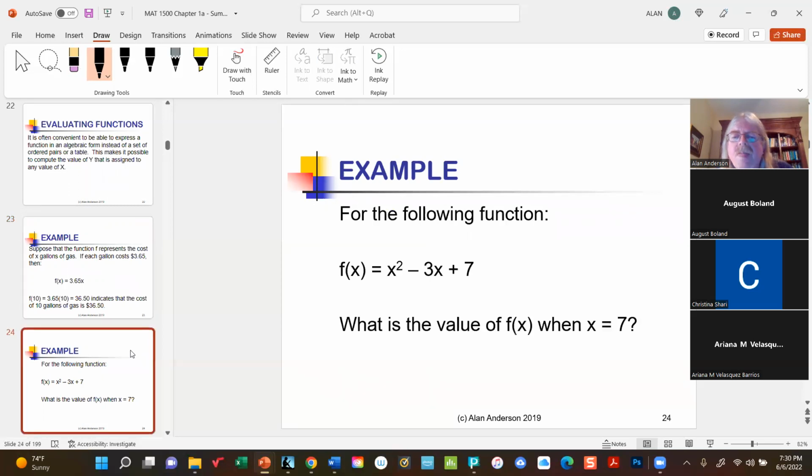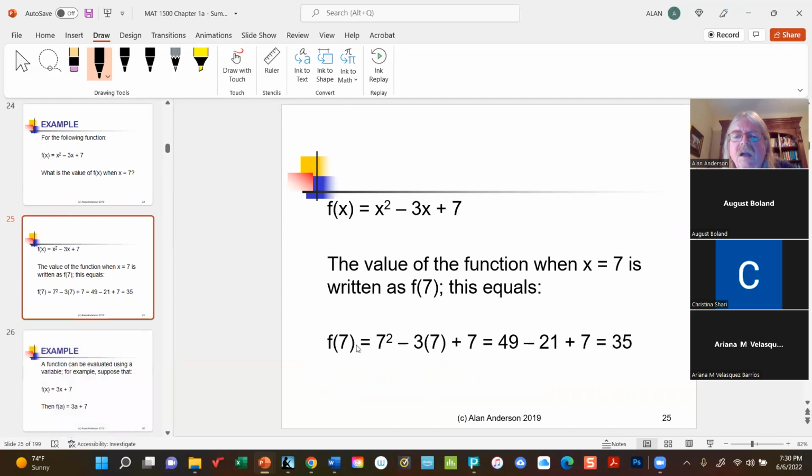Let's see. Now, here's one. Oh, here we go. Here's a quadratic function, quadratic because we have x squared here. And I want to know, what is this function equal to when x equals 7? Let's say that, for example, this function represents the revenue to a small business from selling their product. And they want to know how much revenue they'll have if they produce and sell 7 units. Well, if we plug in the value 7 for both of these x's, we have 7 squared minus 3 times 7 plus 7, and we end up with 35, or in this case, $35. So it's very straightforward.